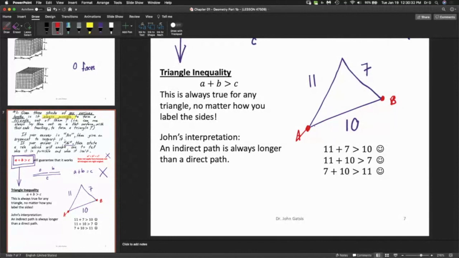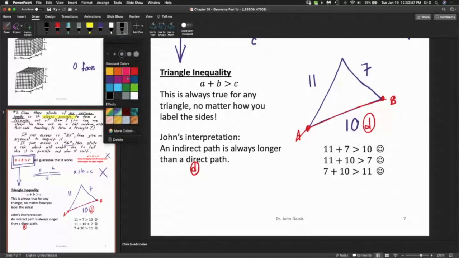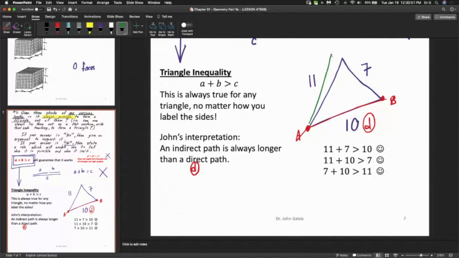The indirect path is the scenic route. This is the direct path. I'll put a D with a circle on it, and I'll put a D with a circle on it here. And then the indirect path, let's give that a different color. I'm running out of colors here, people. Hang on. There's the indirect path.